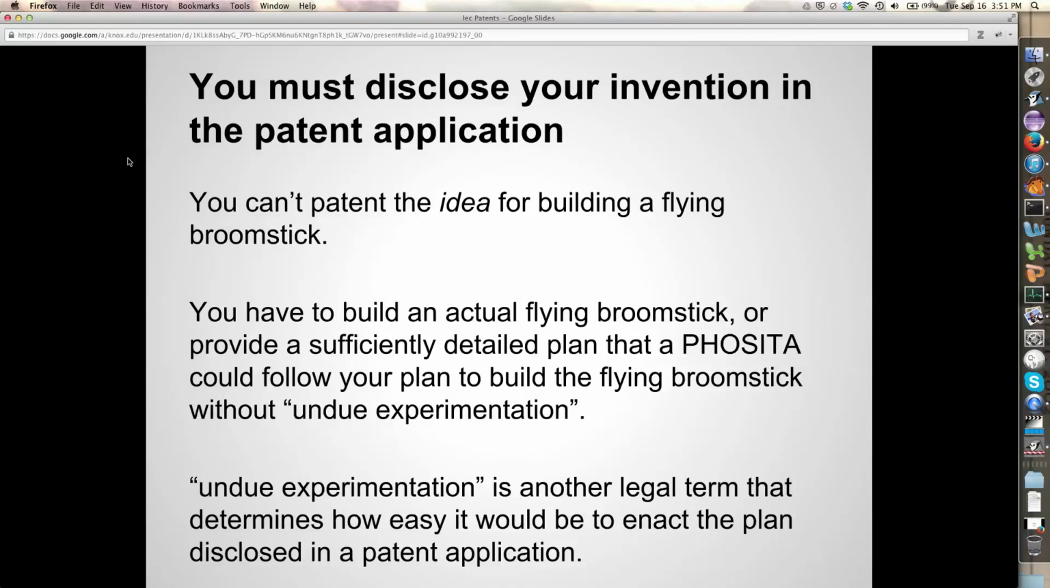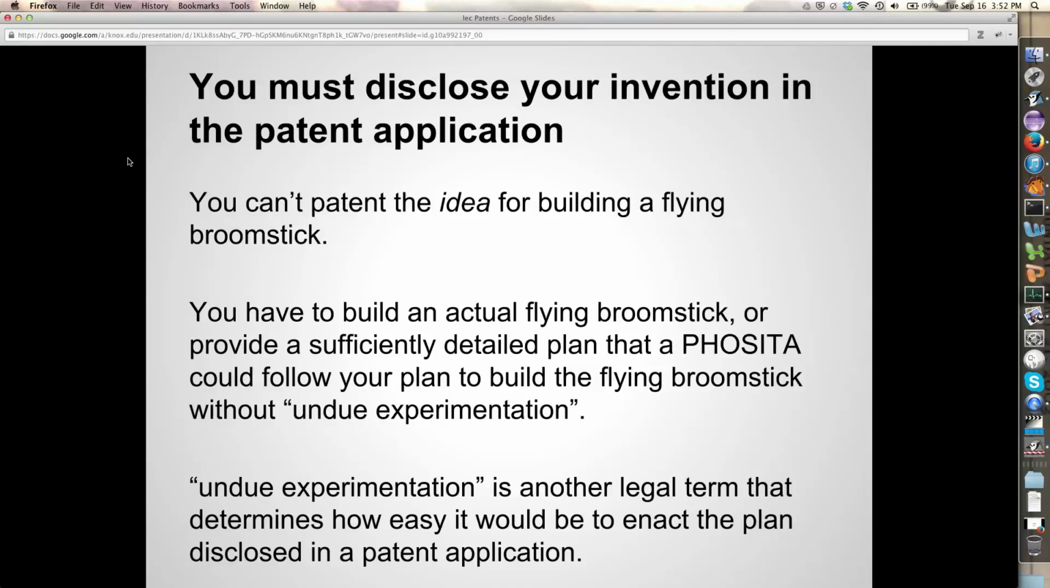Now, you must disclose your invention in the patent application. So this is important. You can't patent the idea for building a flying broomstick. If you want to build a flying broomstick so that you can have a patent on it and sell your flying broomstick to people who want to create Quidditch leagues, you have to actually put in the patent application a sufficiently detailed plan for how a person having ordinary skill in the art, a FOSITA, could follow your plan to build the flying broomstick without what the courts have called, quote, undue experimentation.